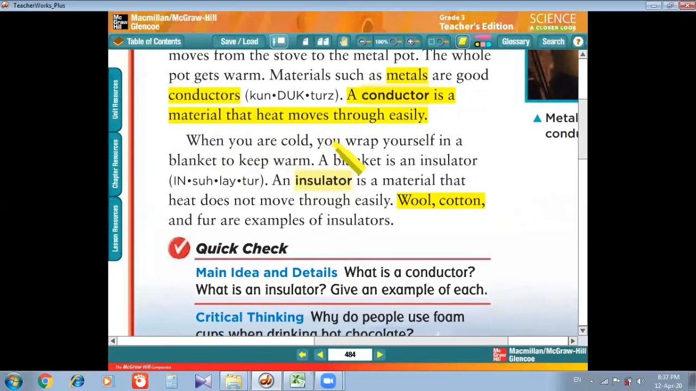When you are cold, you wrap yourself in a blanket to keep warm. The blanket is an insulator. Insulator is the opposite of conductor. An insulator is a material that heat does not move through easily. That can store the heat. The heat cannot move through them easily. That's called an insulator. Wool, cotton, and fur are good examples of insulators.